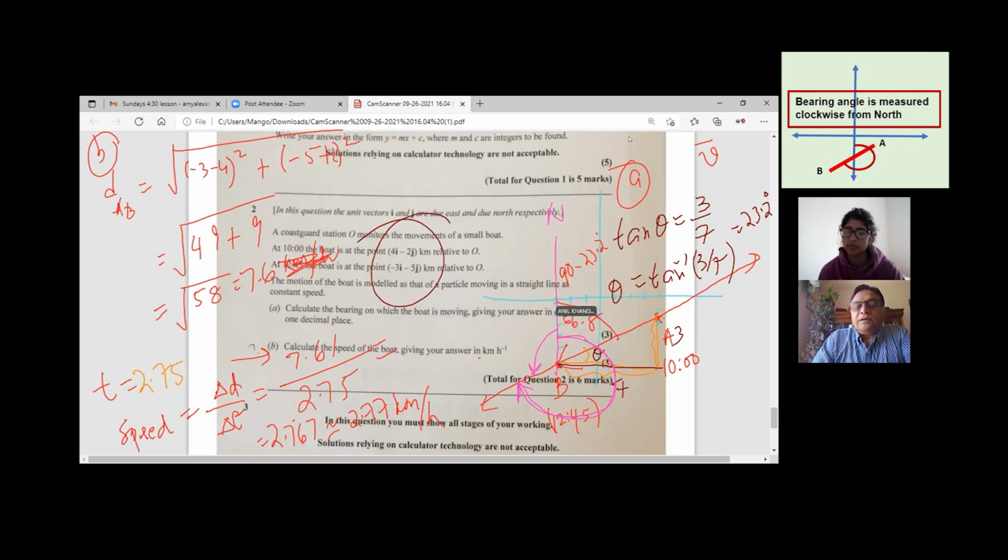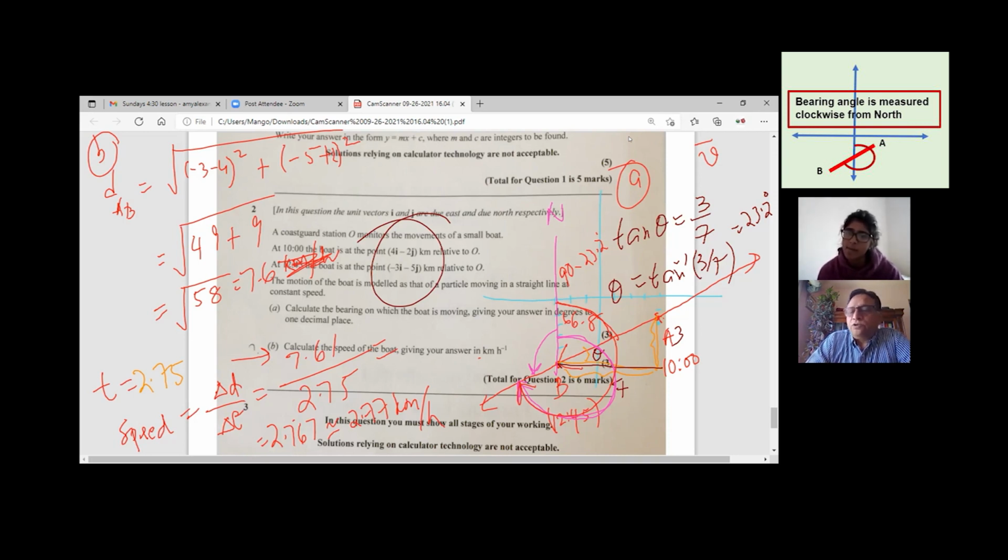Now, from here, 66.8 and then plus 180. Do you see that? Correct. 246.8. That is your bearing angle. Oh, okay. You get the idea? Yeah, I think, when I did it, I kind of stopped. I think I just did the 66.8. I didn't add on the 180.